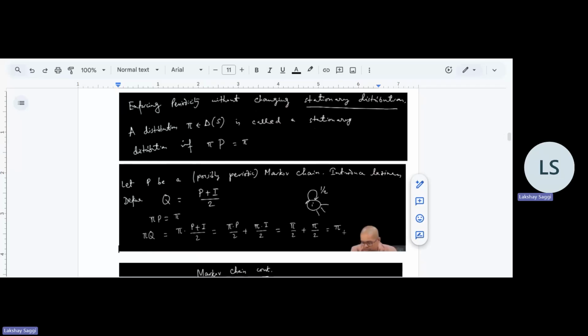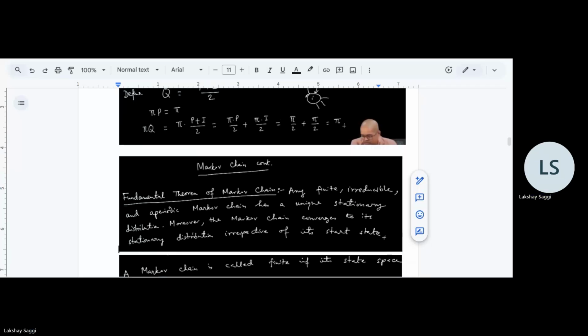Essentially, from the starting, possibly periodic Markov chain P, we have obtained a new Markov chain Q, which is aperiodic, but it has the same stationary distribution.